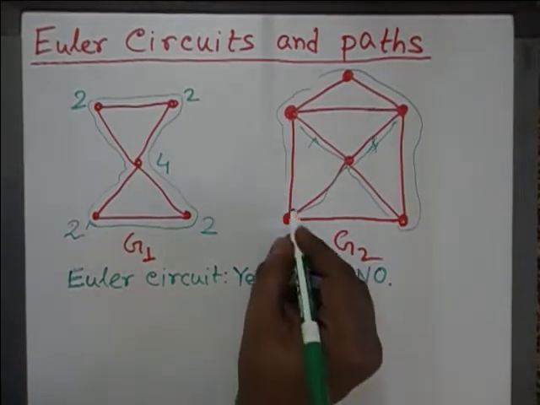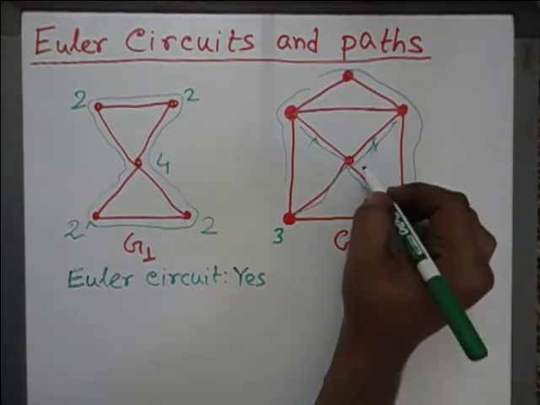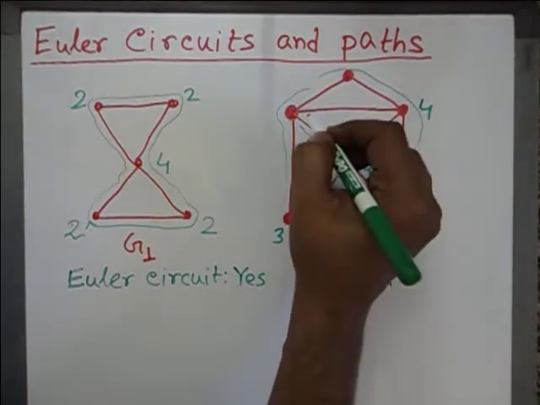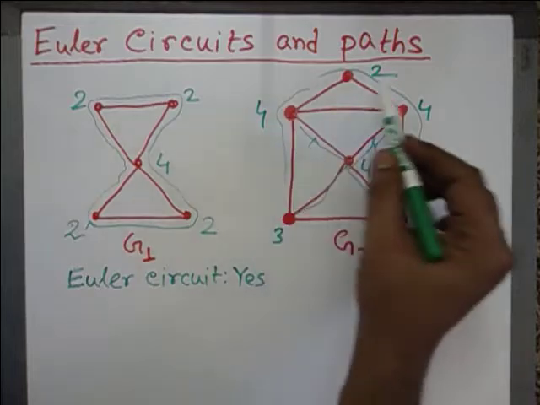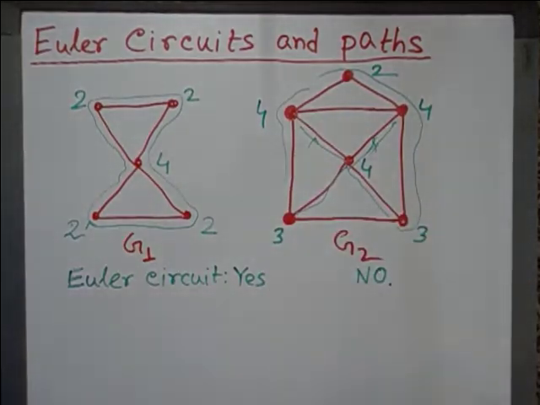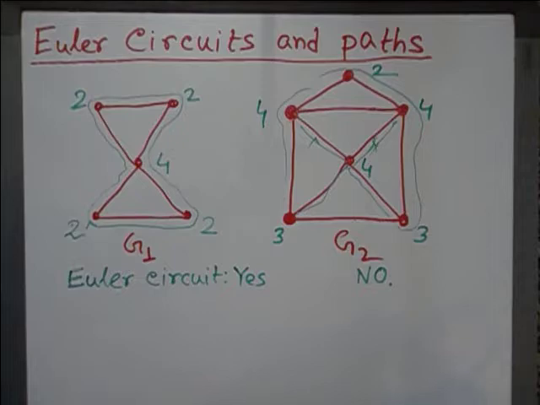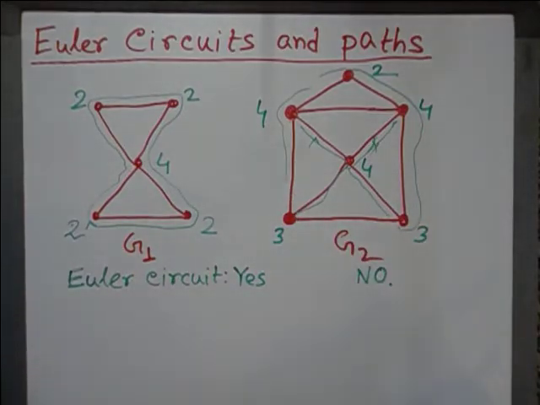Let's take a look here. 3, 3, 4, 4, 4 and 2. These 4 vertices have even degree, but these 2 have odd degree, so they do not all have even degree. That's why it doesn't have an Euler circuit.